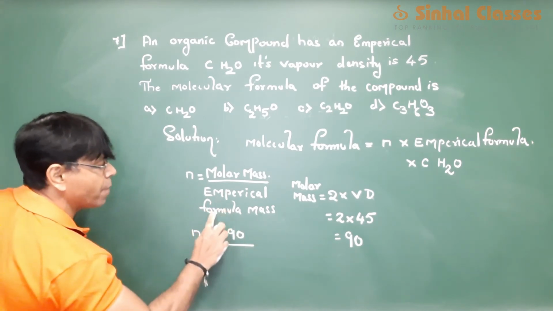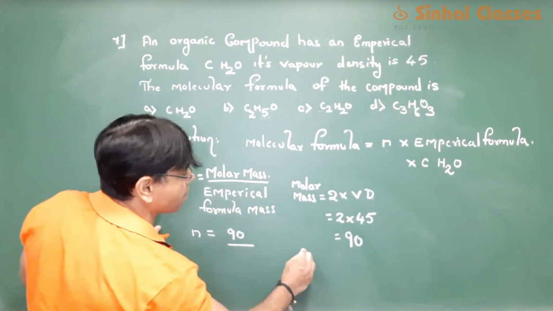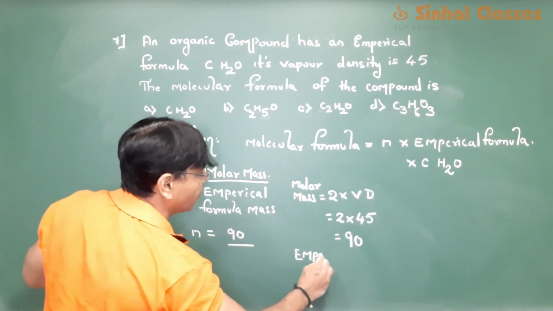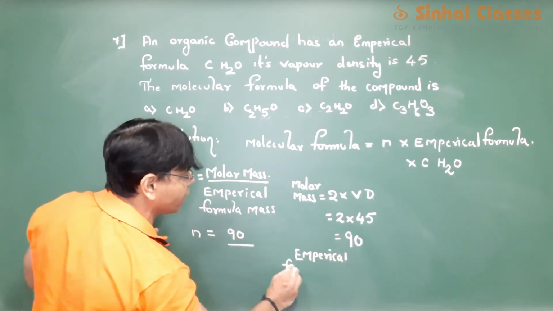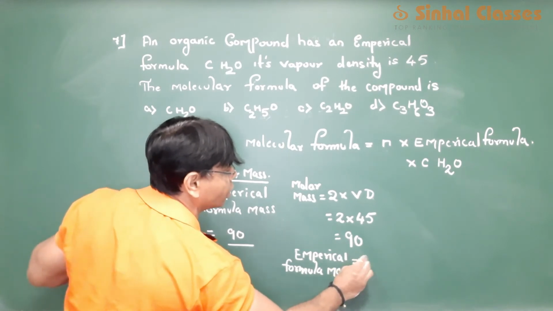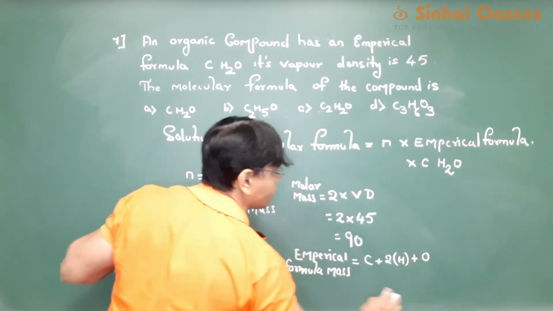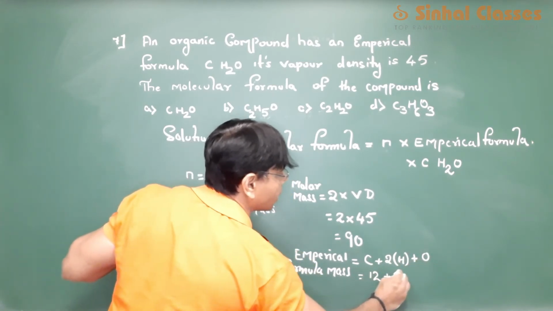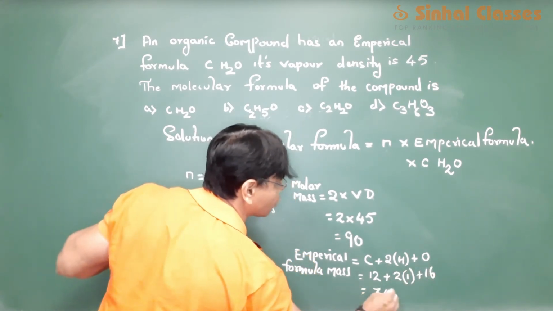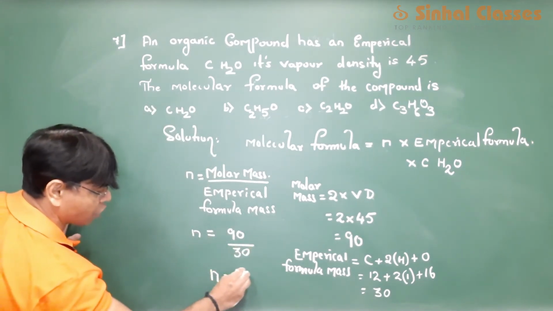Now I need empirical formula mass. Now empirical formula, I know it. What is the empirical formula? CH2O. So empirical formula mass will be equal to C plus 2 hydrogen plus 1 oxygen. So it is 12 plus 2 into 1 plus 16. So the total comes out to be 30. So 90 divided by 30, N comes out to be 3.